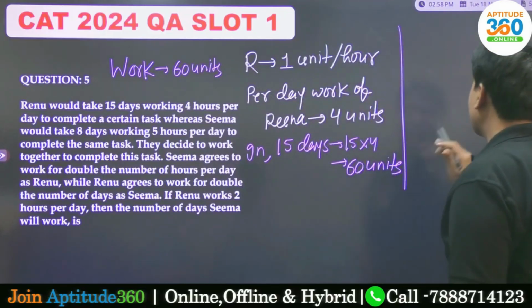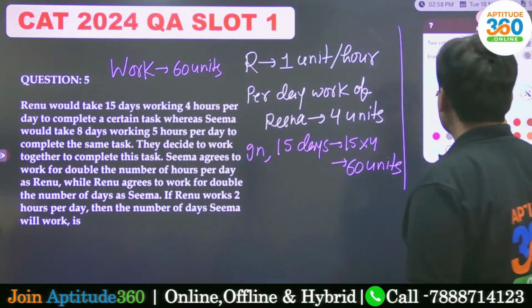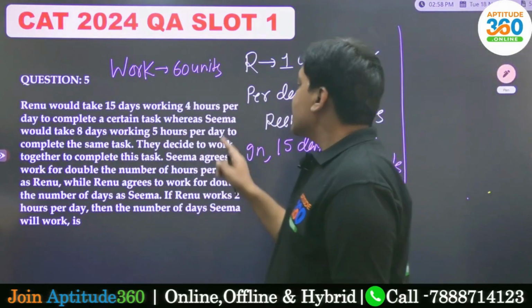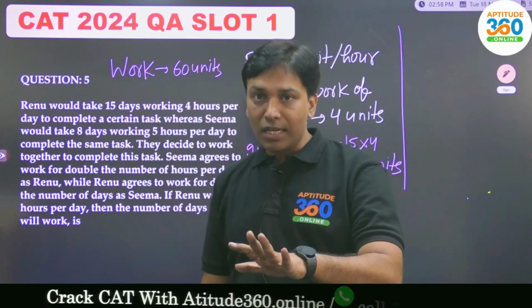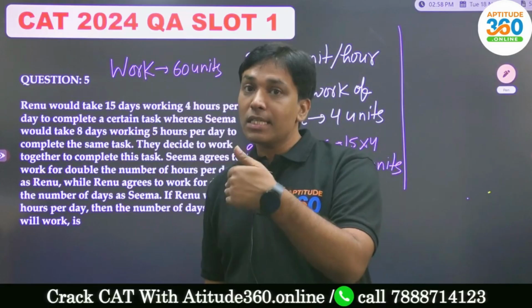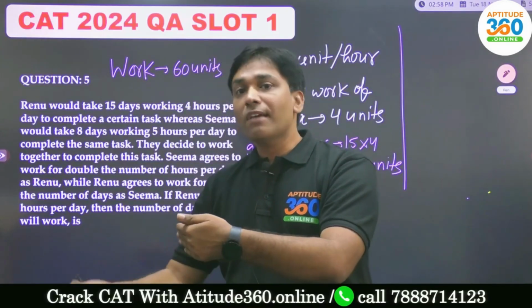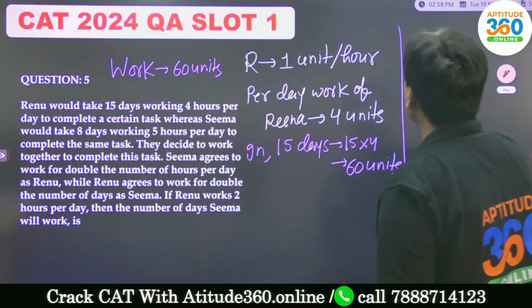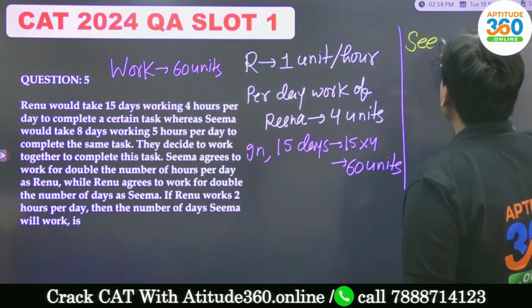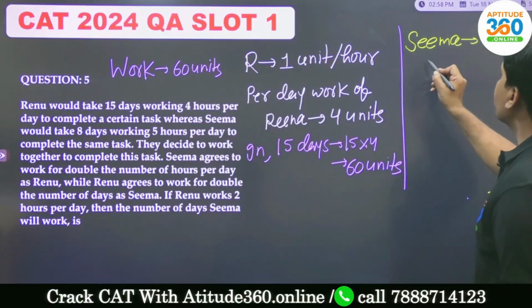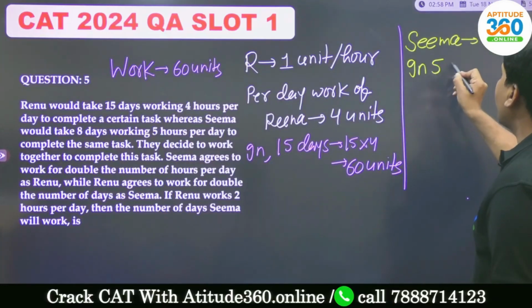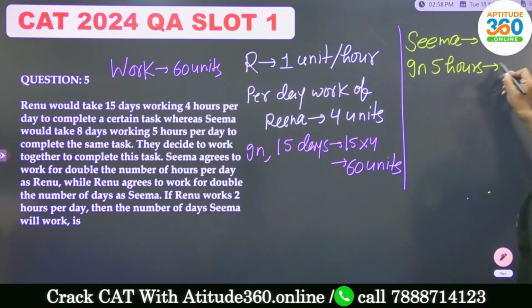Now comes the second lady, Seema. What is the situation with Seema? It says that Seema would take 8 days working 5 hours per day. So every day she is working 5 hours. Now I should not be assuming that Seema is also doing 1 unit per hour, otherwise their efficiencies will be the same, right? So what I'm going to do is assume that Seema is doing A units per hour. At the rate of A units per hour, in 5 hours, she does 5A units, isn't it?